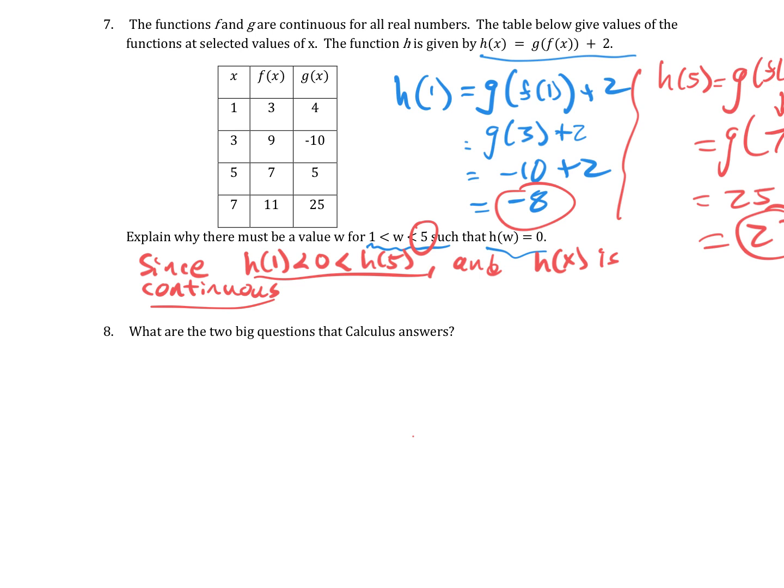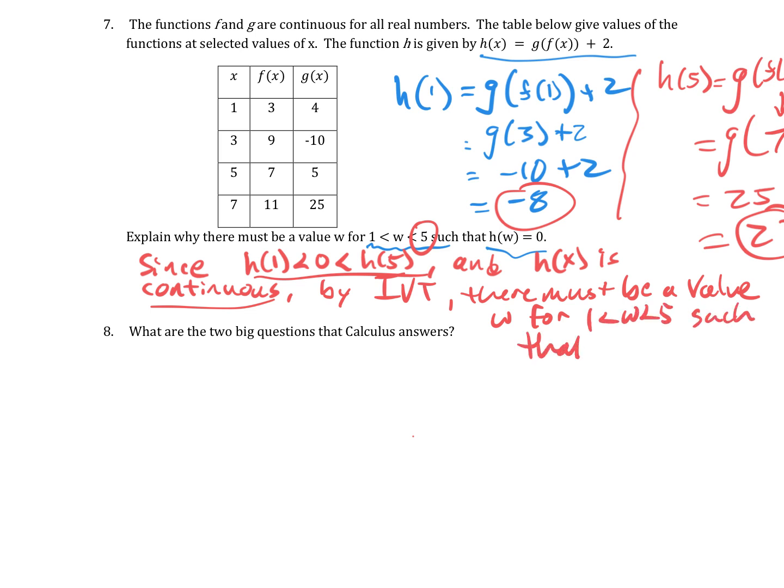Okay, and we need to also state IVT, intermediate value theorem. So we can say by the intermediate value theorem, and we can just repeat what was said. There must be a value w for 1 less than w less than 5 such that h of w is 0. So this last little part is just a kind of repeat of this. So that's a formal way to say it, and like I said, in most questions, you're proving this. So that is your conclusion in your if-then statement. Okay?